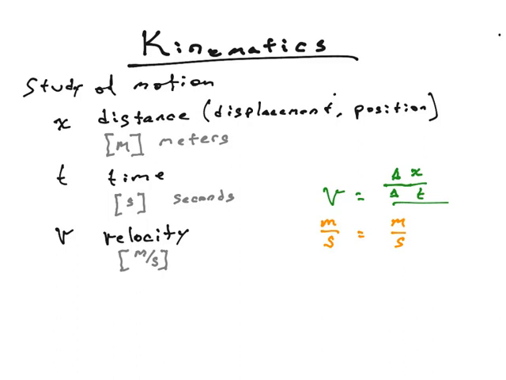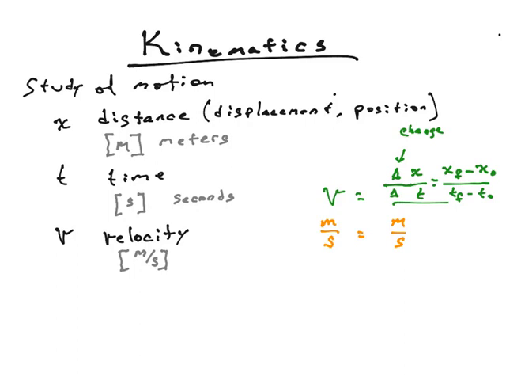Now, just so you know, this little triangle symbol, delta, means change. And it's defined as change in position, for instance, or the distance is the final position minus the initial position. And the same for the time. Final time minus initial time. So whenever you see something like the change in x or the change in y, that means final y minus initial y.